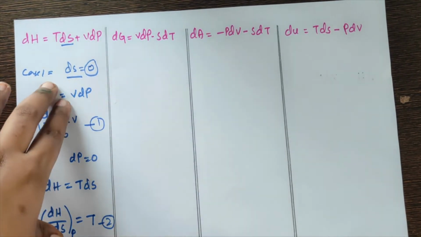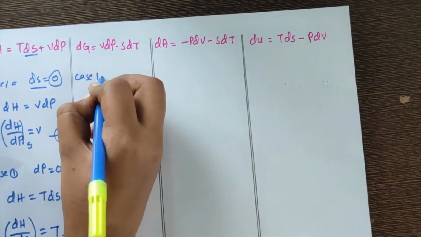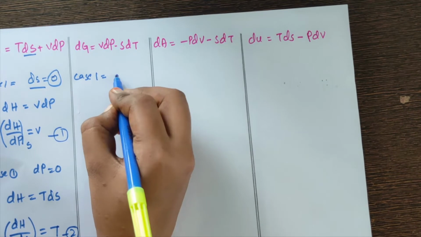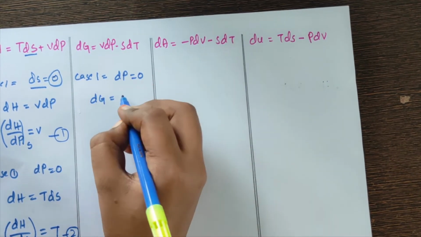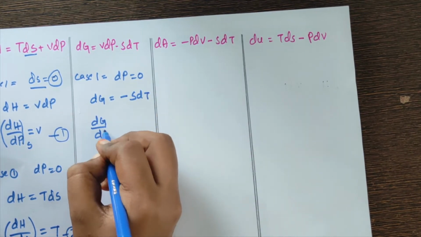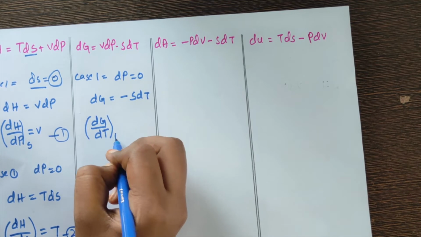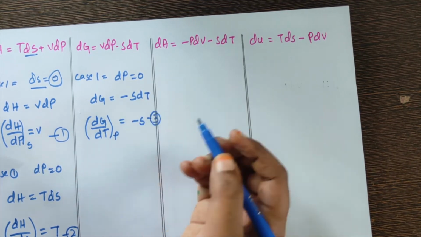Now let us consider the next relation. Here in case 1, we will be taking dP equal to 0. Then dG will be equal to minus S dT. So dG by dT, now at constant what? P will be equal to minus of S. Let us consider this as 3.